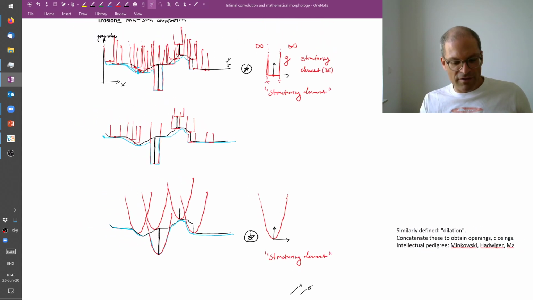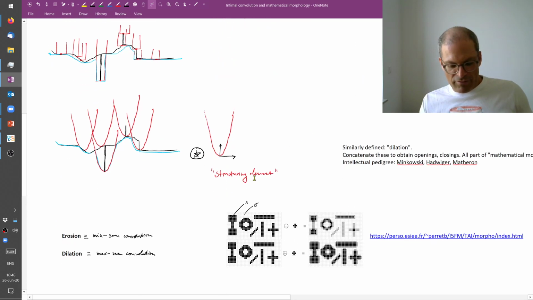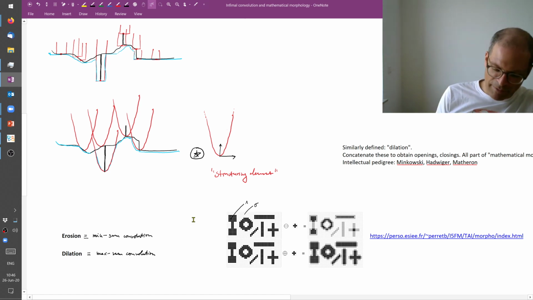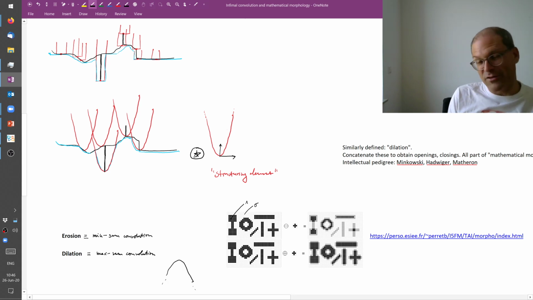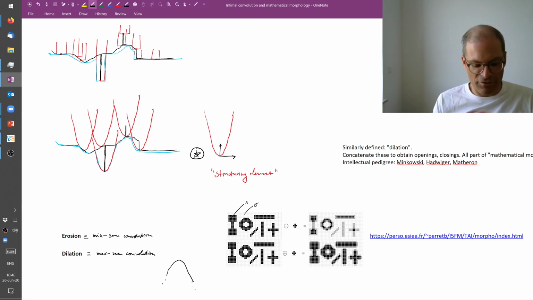And this infimal convolution in the language of mathematical morphology is called an erosion. So that would be the min-sum convolution. You can similarly define a dilation in terms of a max-sum convolution. So the structuring element for a max-sum convolution, for this to make sense, should be upper bounded by some constant. Because if I did use the same structuring element, well, I would get infinity everywhere. That would not be very interesting.